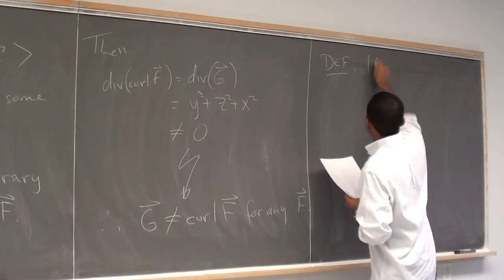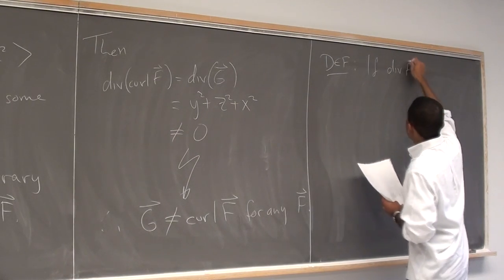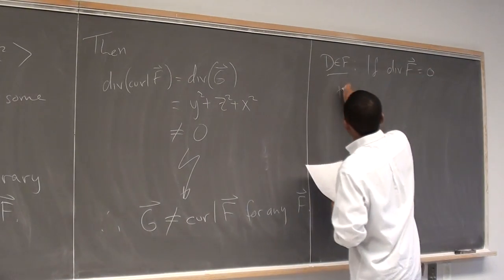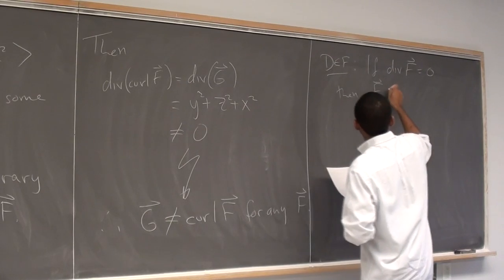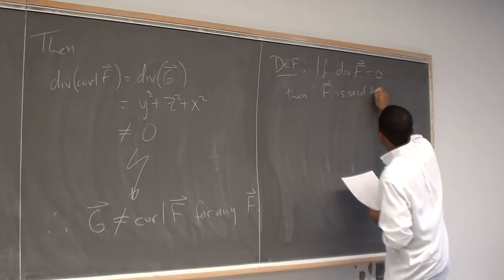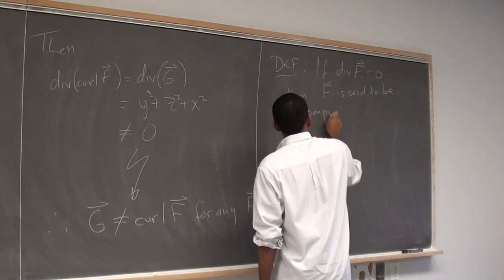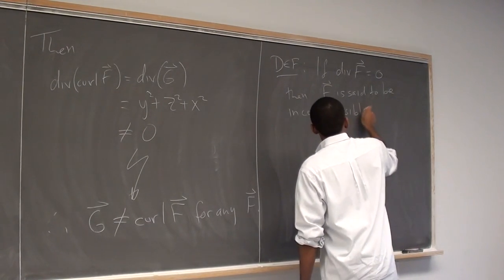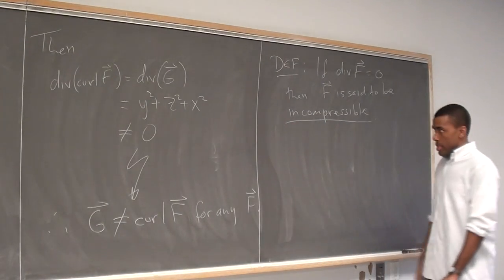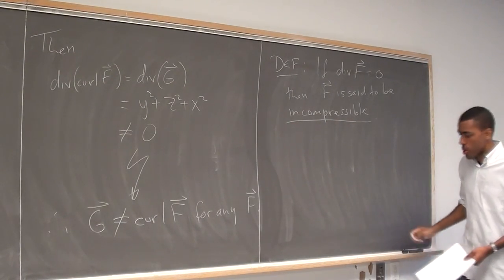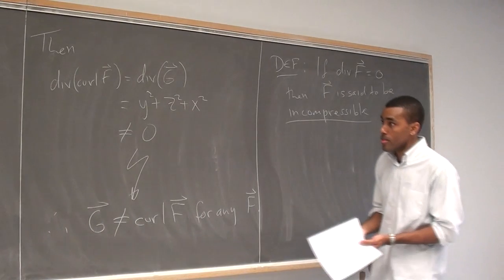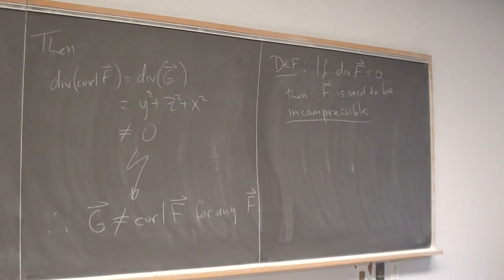Another definition. If the divergence is 0, then F is said to be incompressible. And again, these are very suggestive of the physical properties of these vector fields. So if curl is 0, you're irrotational. If the divergence is 0, you're incompressible.